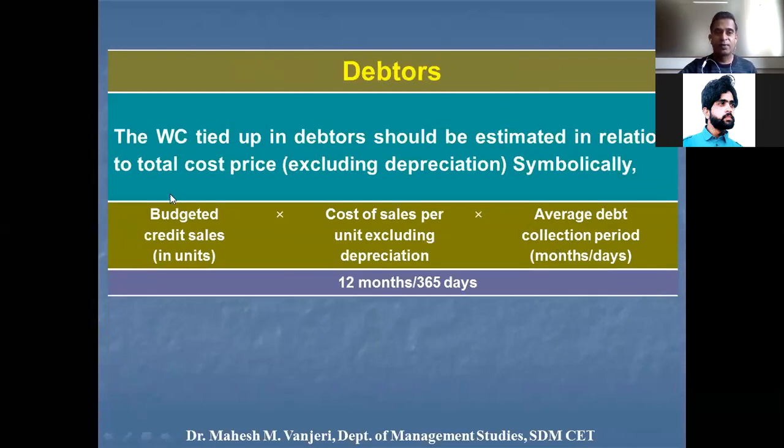In debtors, you can arrive at the amount by multiplying budgeted credit sales. Sometimes it will be given that out of the total sales, 80% are credit sales, so I have to consider only 80%. Or sometimes it is given in reverse way: only 20% of the sales are on cash basis, which means 80% of the remaining sales are on credit basis. So budgeted credit sales in units multiplied by cost of sales per unit excluding depreciation. If depreciation is part of the cost of sales, you need to deduct it. Then multiplied by average debt collection period.